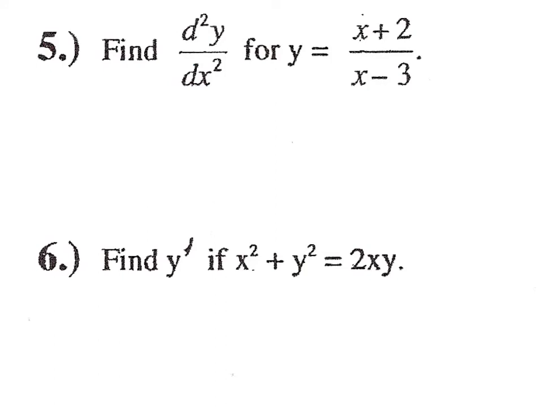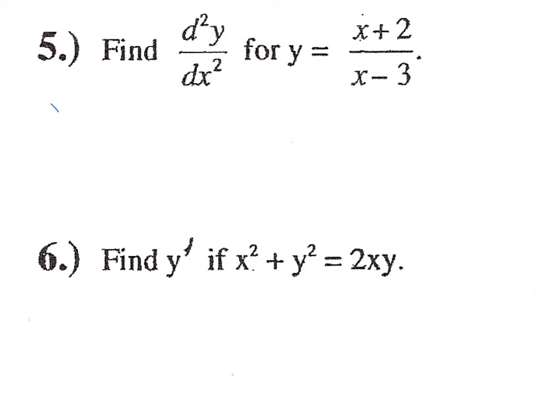In problem 5, we want to find the second derivative of y equals x plus 2 over x minus 3. So whenever you have these 2's right here, that means that you're going to find the second derivative. So first we will find the first derivative, and we need to use the quotient rule.